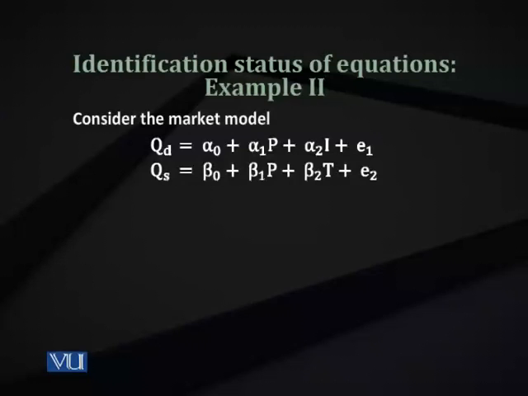So you are seeing a demand and supply model. You have two equations, one for demand and second for supply. The third is an equilibrium condition. It is not an equation. So you have two equations, and you need two endogenous variables.